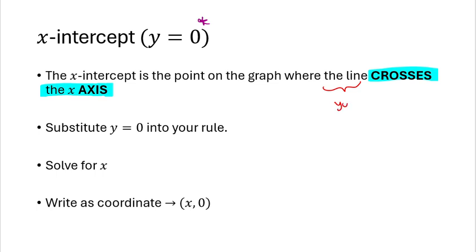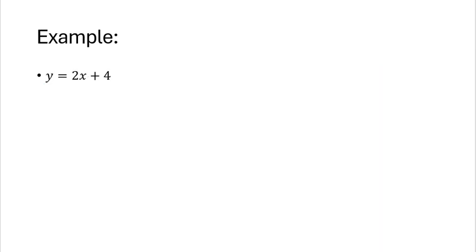When it says line, meaning your rule, okay? Substitute y equals 0, solve for x, write as coordinate, okay? That's all it is. So let's just apply that to an actual question.